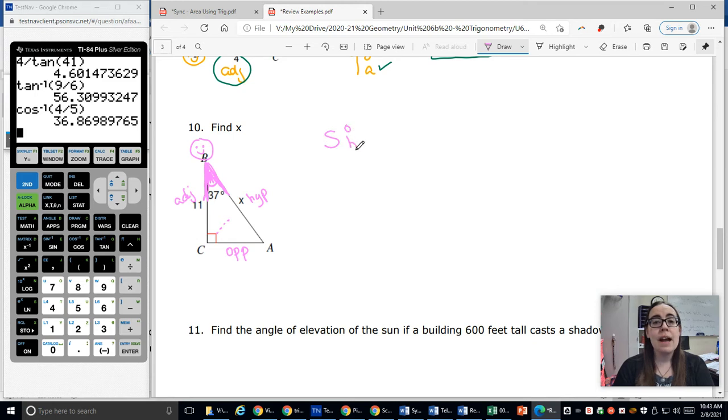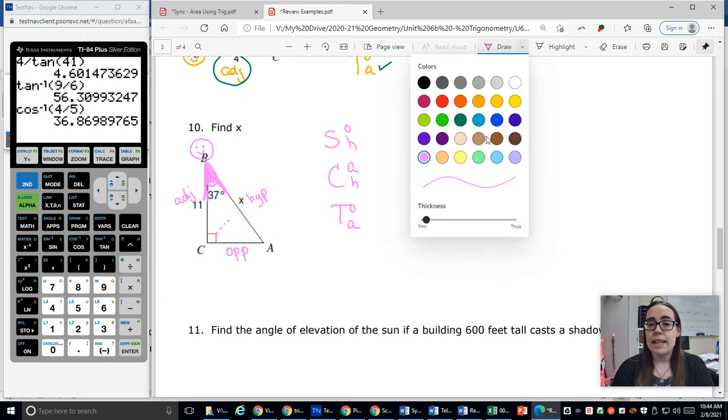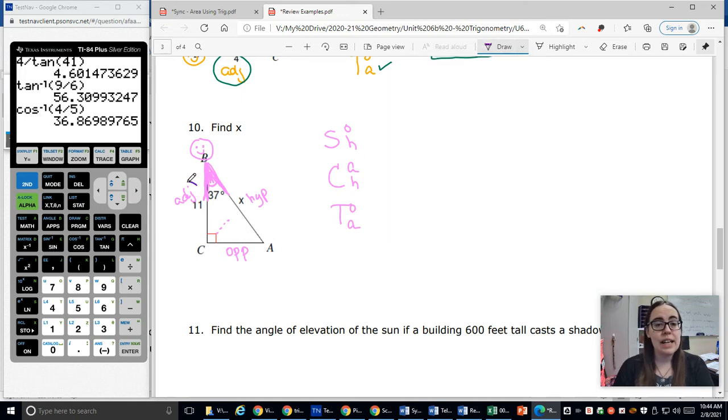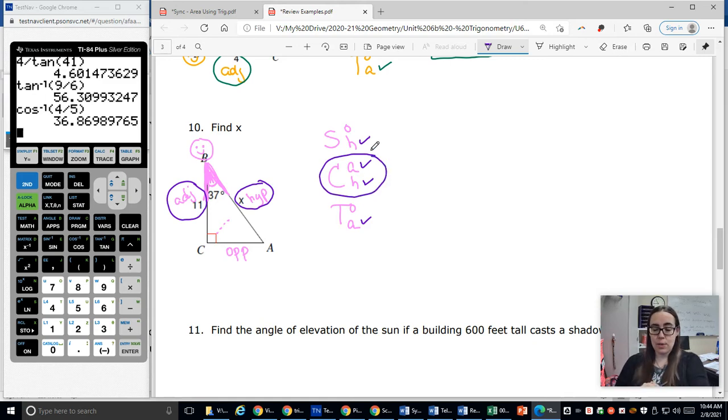I'm going to write my acronym, SOH CAH TOA. And then I'm going to circle the 2 sides I'm working with. I'm trying to find the hypotenuse, and I know the adjacent. The one that has my 2 check marks is going to be cosine. So cosine is the one that I want to use.